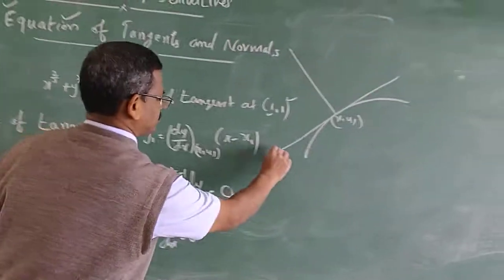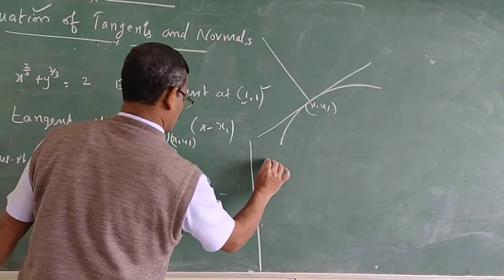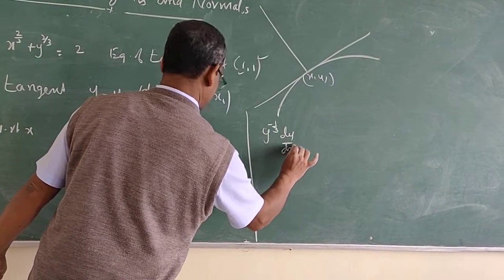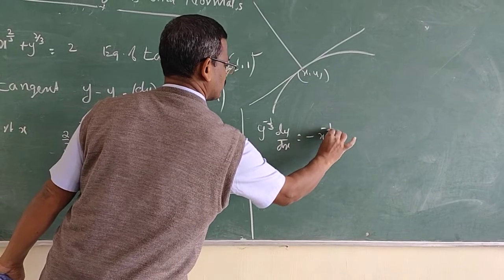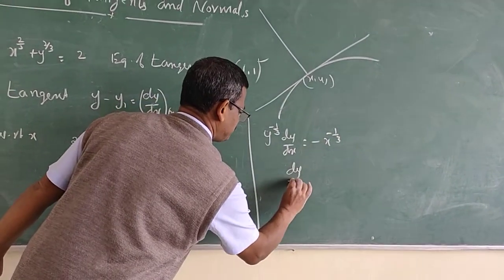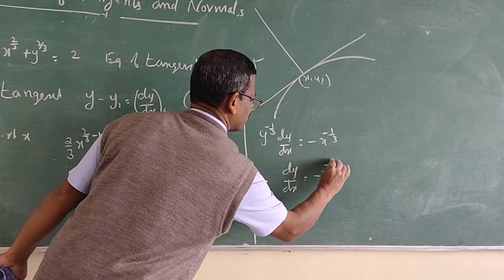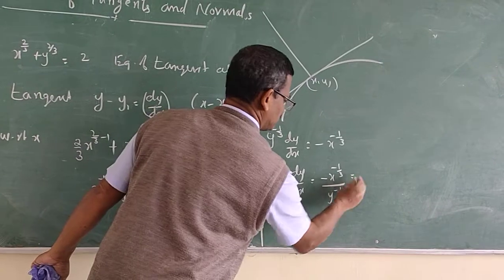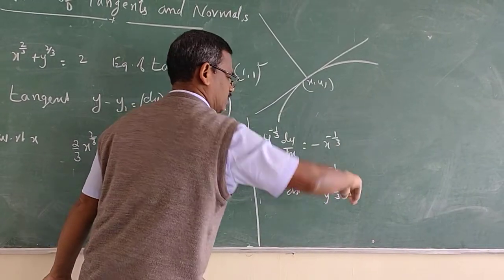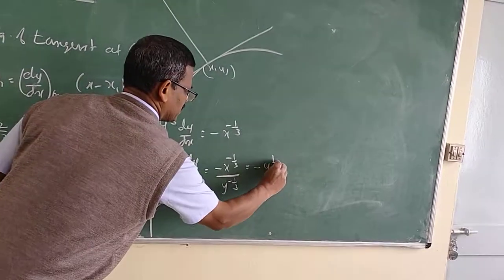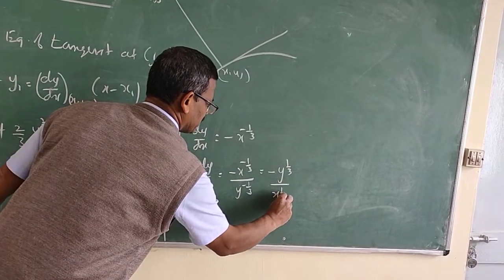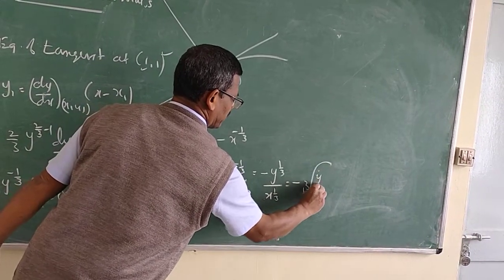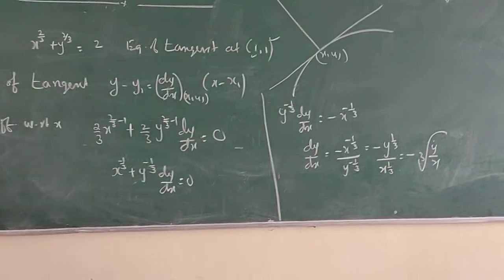Taking to the other side, y raised to minus 1 by 3 dy by dx is equal to minus x raised to minus 1 by 3. So what is dy by dx? It is minus x raised to minus 1 by 3 divided by y raised to minus 1 by 3. This becomes minus y raised to 1 by 3 divided by x raised to 1 by 3, or negative cube root of y by x. That is dy by dx.